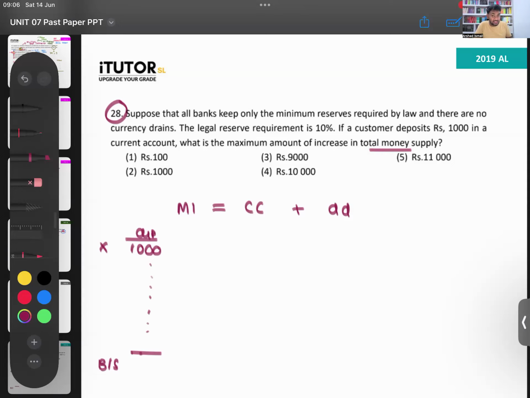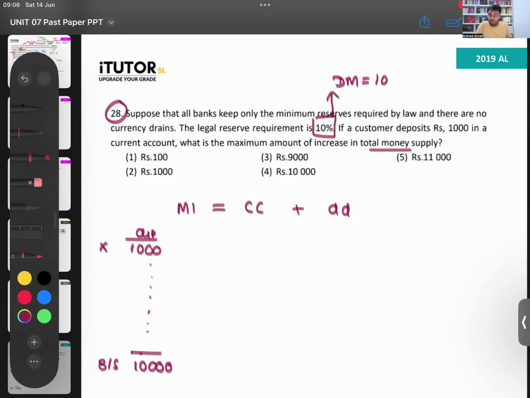How much is that? SRR is 10%, so your deposit multiplier is 10 times. So this 1,000 would have created total deposits of 10,000. Now, is that your answer?